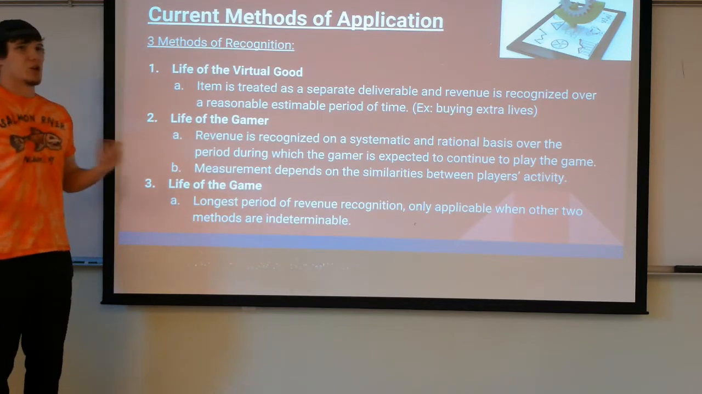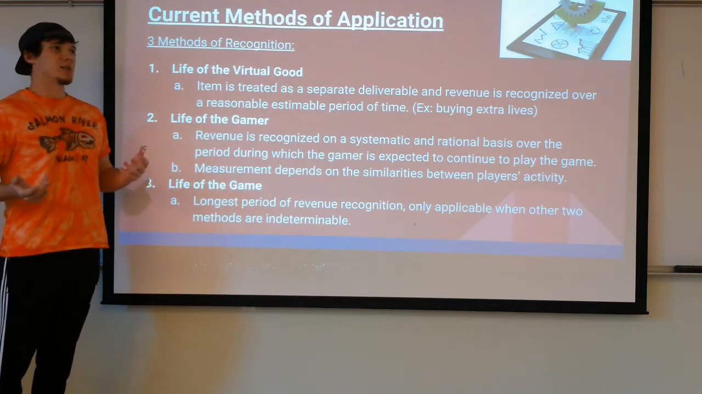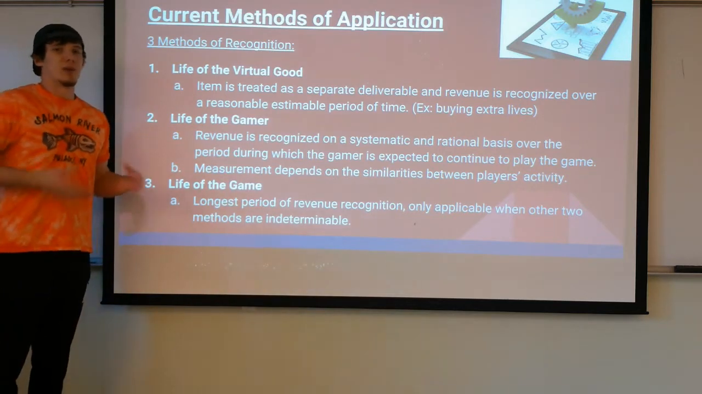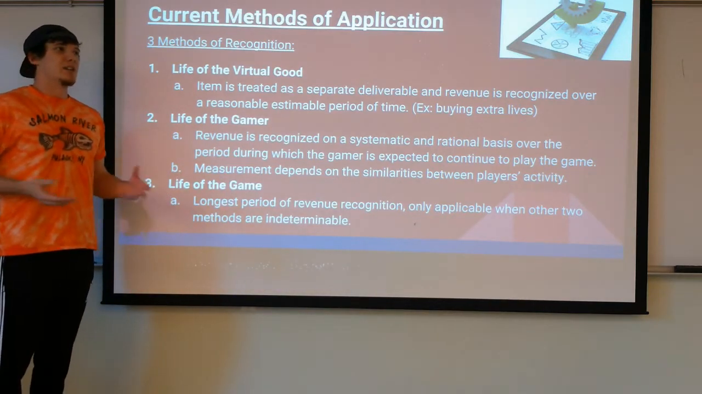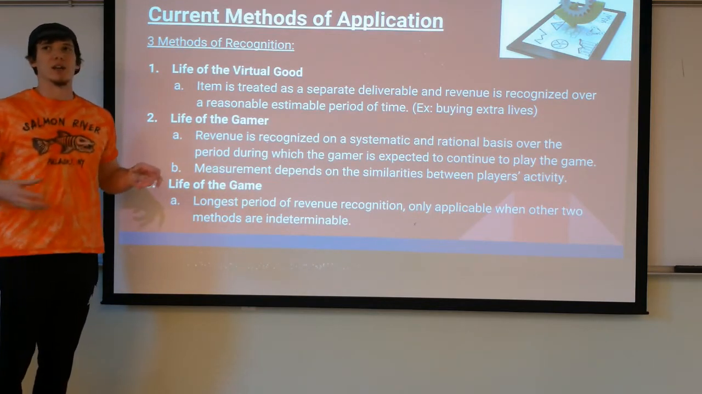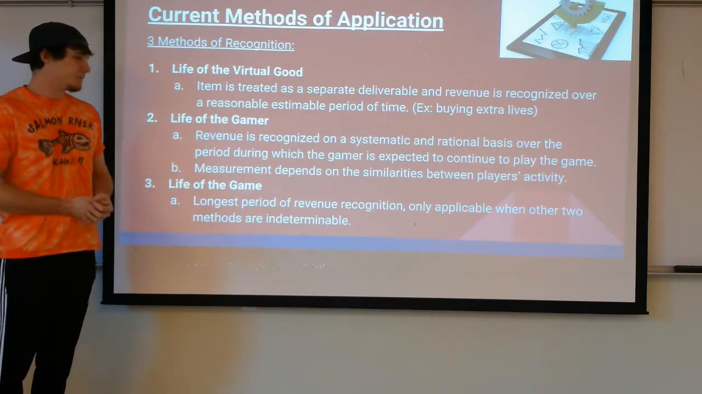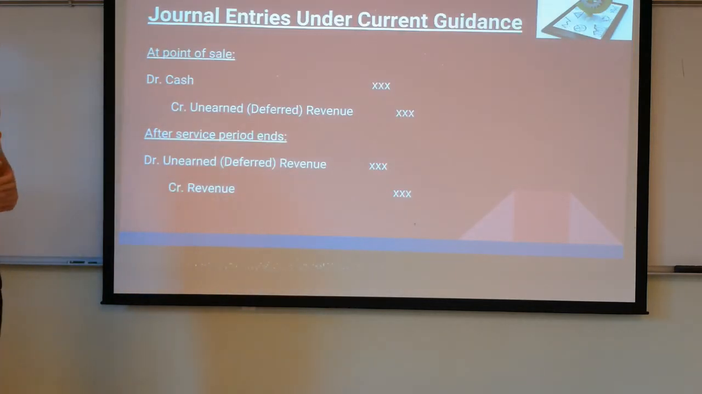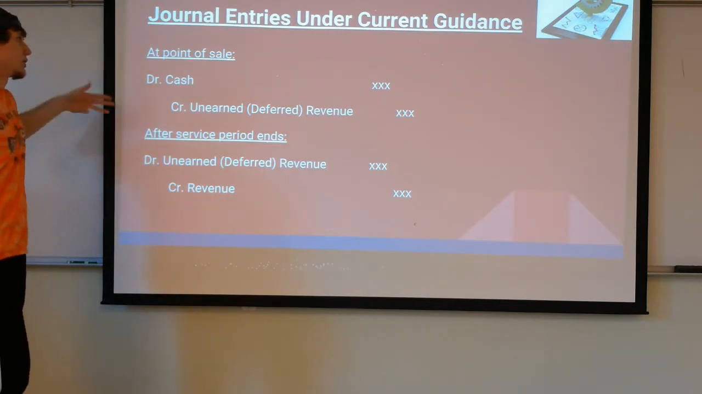It's the most indeterminable because some games can be released with a lot of anticipation for them, and for whatever reason they're just not as popular, and so their estimated life early on might be a lot longer than what it actually turns out to be. So under the current guidance, this is the accounting journal entries that would be included under each of these three methods.